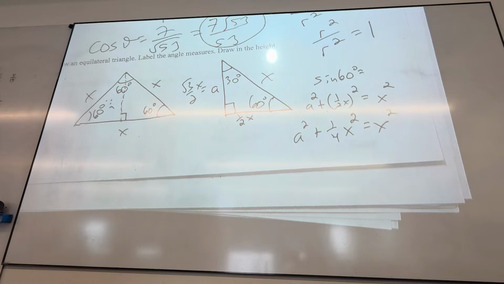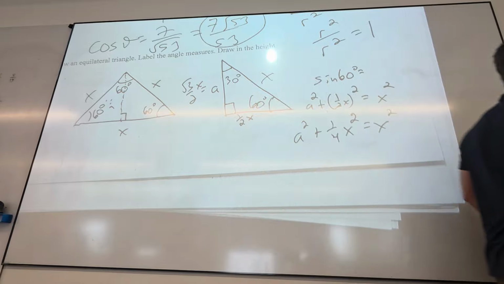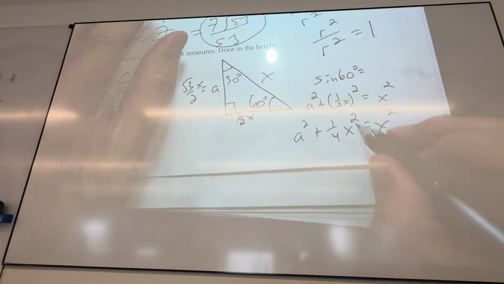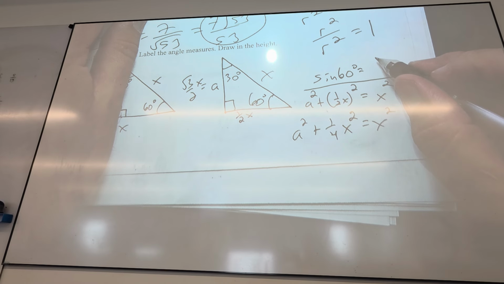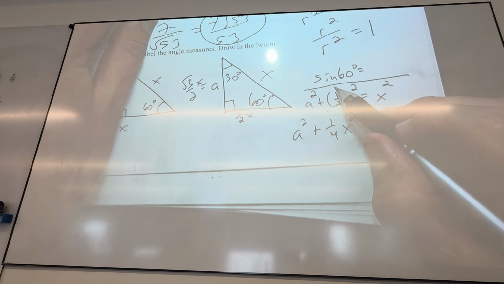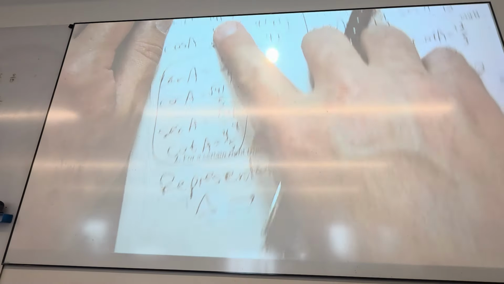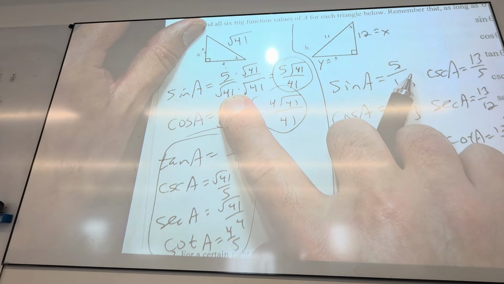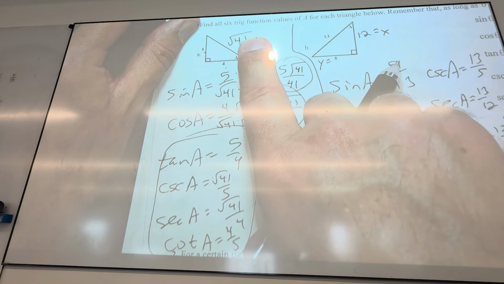How would you set up sine of 60 degrees? What would go on top? What is sine the ratio of? What goes on top? The length of which side? What goes in the top to figure out sine? You guys are overthinking it. How'd you figure out sine over here? You put the y piece over the hypotenuse, yes?